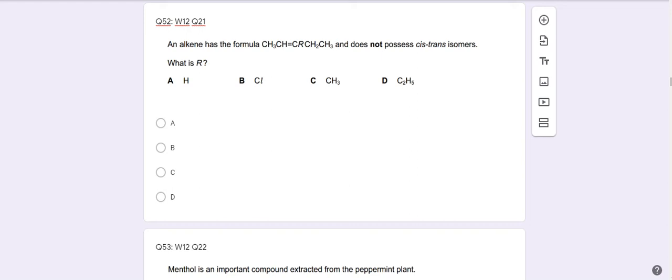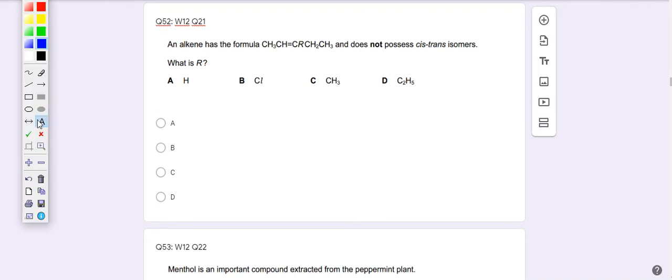This is chapter 14, question 52. Now, it is asking for an alkene which does not possess any cis-trans isomers. For this question, we need to know what the criteria are for an alkene to have cis-trans isomers.